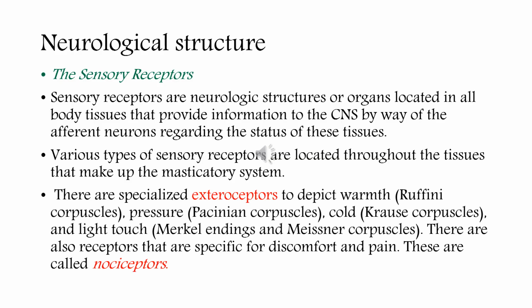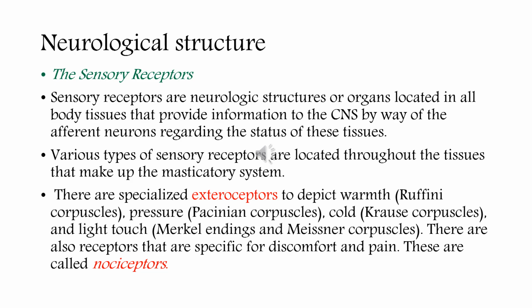The second important structure among the neurological structures is the sensory receptors. These receptors are very sensitive receptors located in all the peripheries of the body, and their role is to feel what's going on and tell the brain this is what's going on. Okay, so we have different types of receptors.